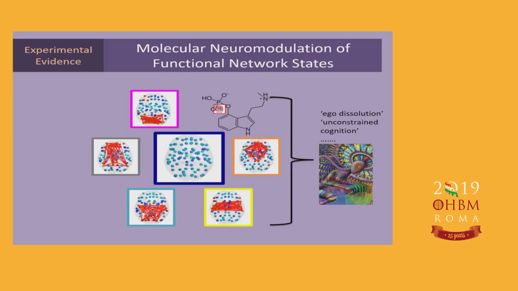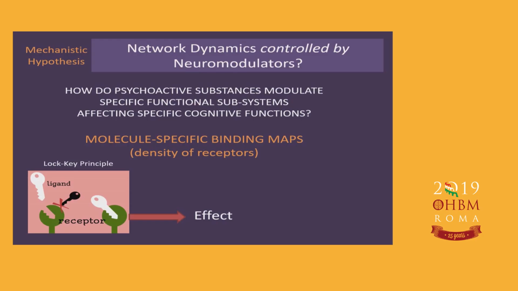So now a bit on mechanistic hypothesis. How can network dynamics be controlled by a neuromodulator? So it's a psychoactive substance, and there are many. Everywhere, every day we have not only psilocybin, caffeine, valerian, there are many other molecules that are psychoactive and change the way we behave.